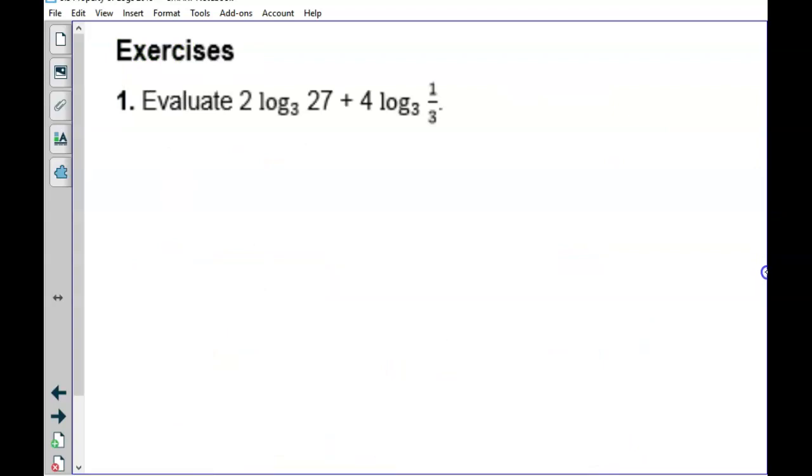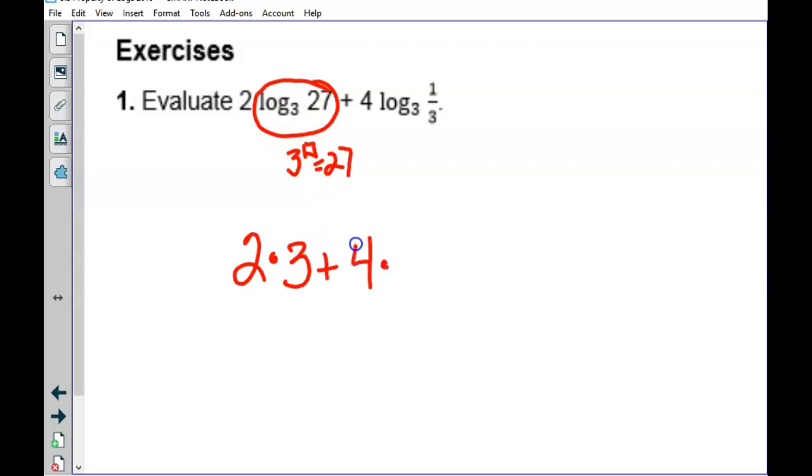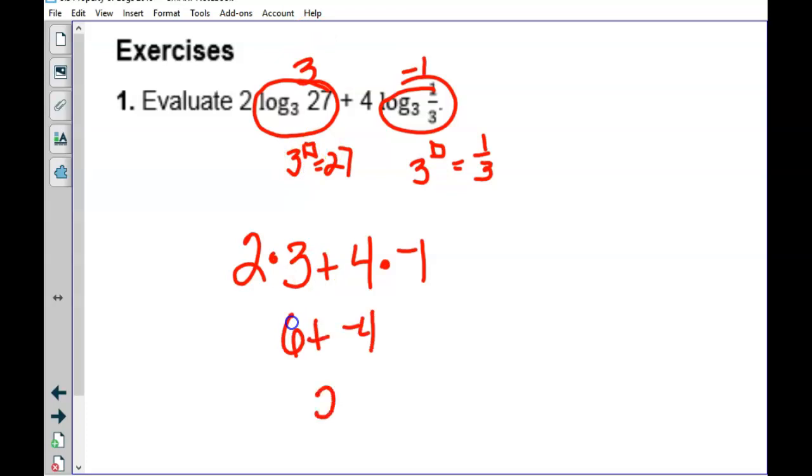So one more practice with no calculator. What is this? 3 to what power is 27? That would be 3 to the 3rd. Okay, and there was a 2 out front, plus 4 times, this is 3 to what power is 1/3, guys? -1. So this was a -1, and this was a +3, so we end up with 6 plus -4 is 2.